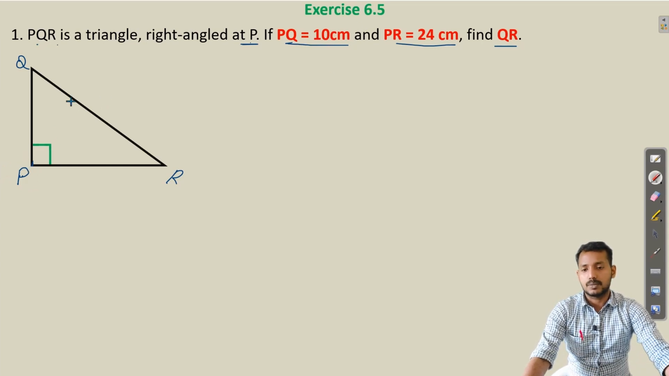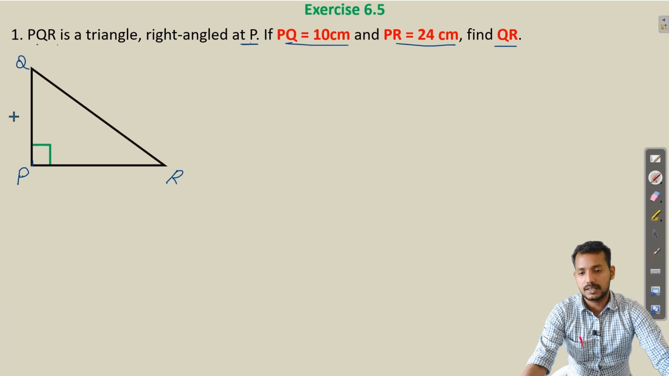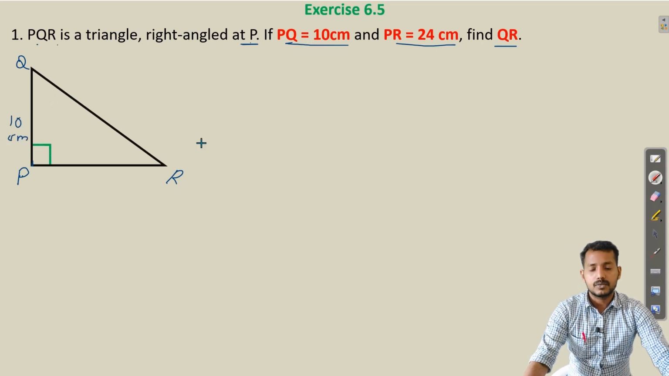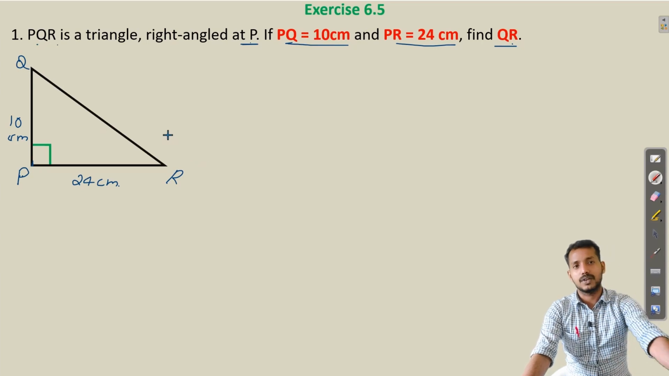Now we can mark the sides. PQ is equal to 10 centimeter, right? 10 centimeter. And PR is equal to 24 centimeter. What do we have to find? QR we have to find. That is the hypotenuse we have to find.